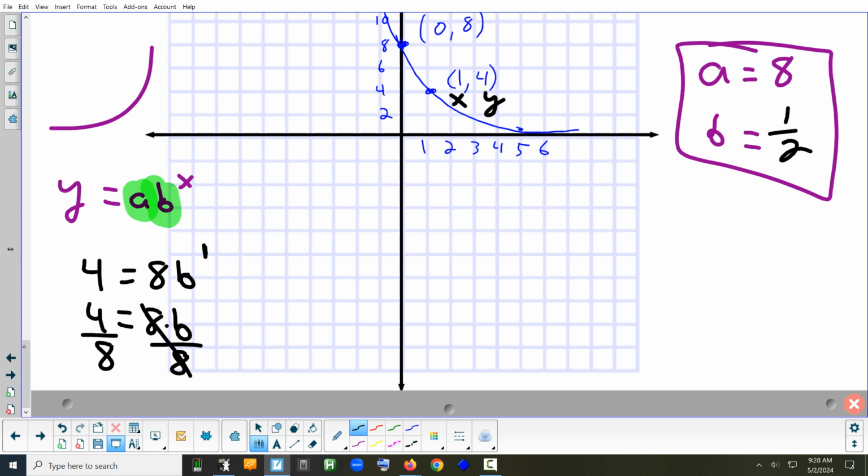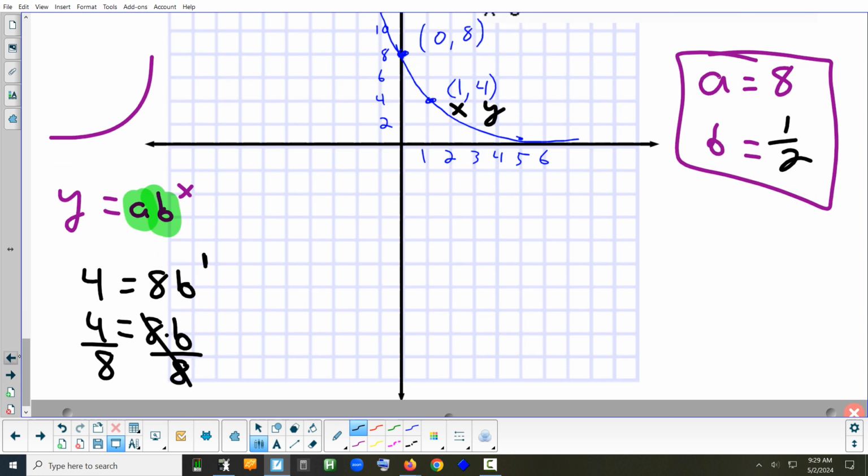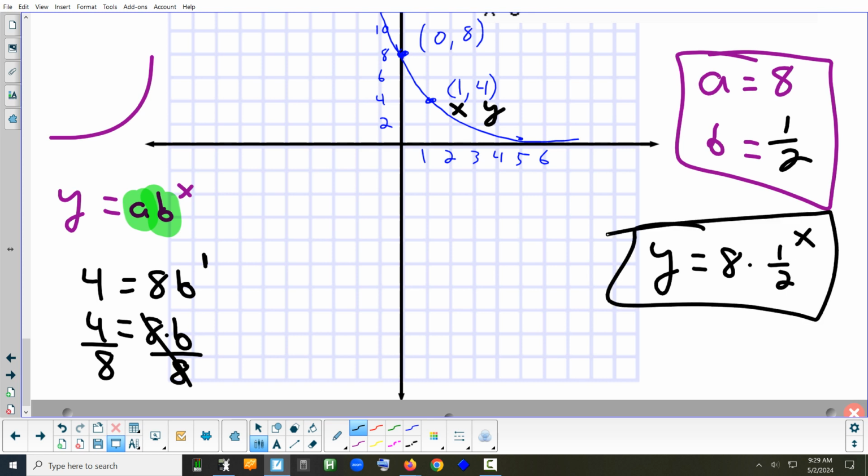Now we know the a and the b. So now write your final answer, filling in just for the a and the b. Leave the x and the y in the final answer as letters. So, anyone think they can tell me the final answer? y equals 8 times 0.5 to the power of x. Yep, you could do 0.5 or you could do 1/2. Same thing. But that's how your final answer should look.